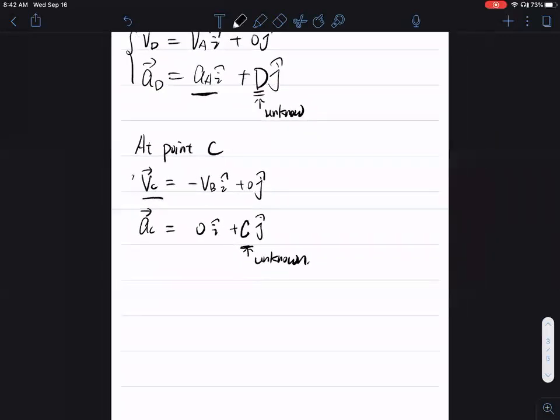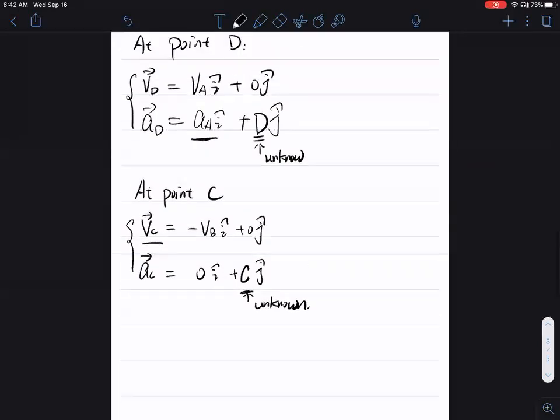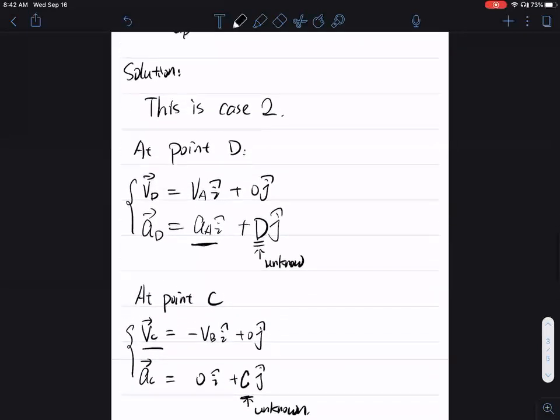Okay. Now we have all the information we know from the special contact points, point C and point D. Questions?